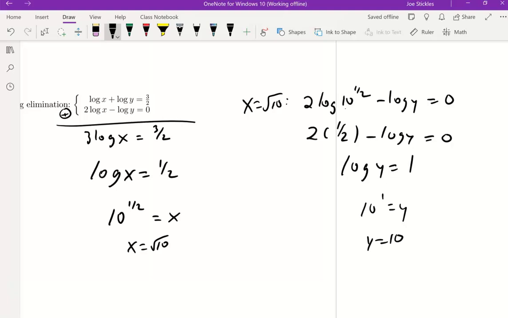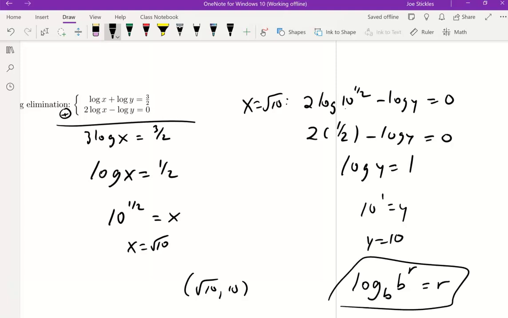So what is your solution in this case then? Yeah, square root of 10, comma 10. Good. So again, remember there's a couple of ways to think about it, but in general, when I do log base b of b to the r power, I just get the power, the r.